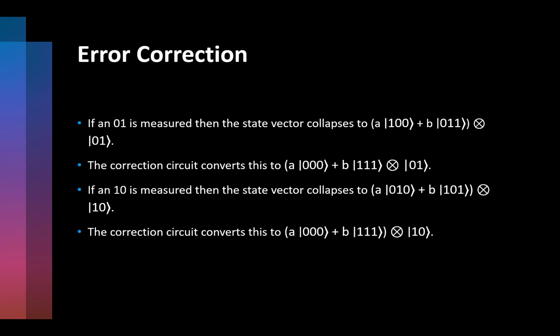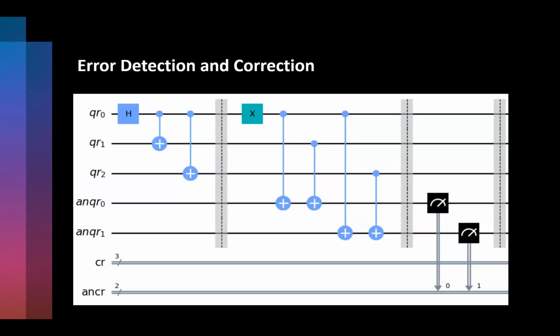If our answer is detect 1 0, it means the state vector collapses into a 0 1 0 plus b 1 0 1. So we again correct it, apply an X gate on the second qubit and correct it. So it will become 0 0 0 plus 1 1 1. So these are the techniques for one error in the bit flip code.